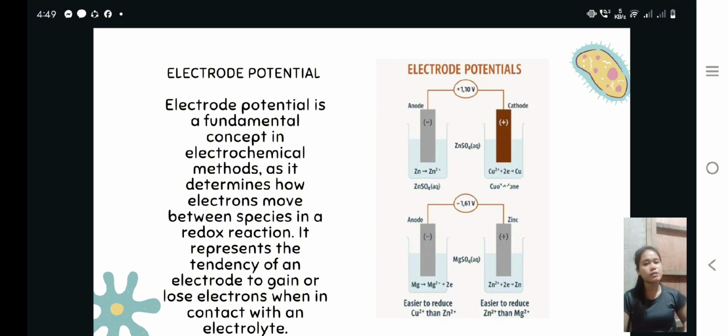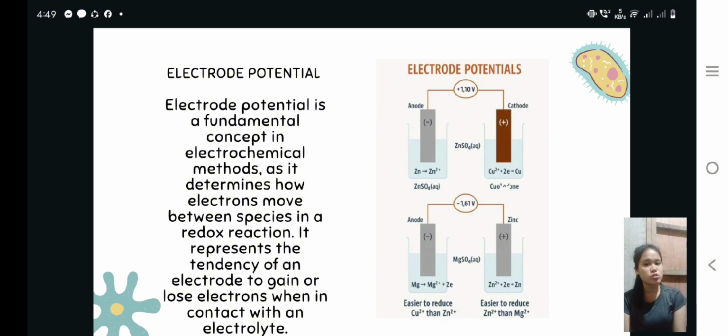So, electrode potential, dito pinoportray yung redox reaction. Pinapakita dito yung paano ba nangyari yung pag-lose and pang-gain sa redox reaction. So, as you can see there, in my presentation, you can see the pictures. That is an example of electrochemical cell. Yes, in electrode potential, the redox reaction is being portrayed.